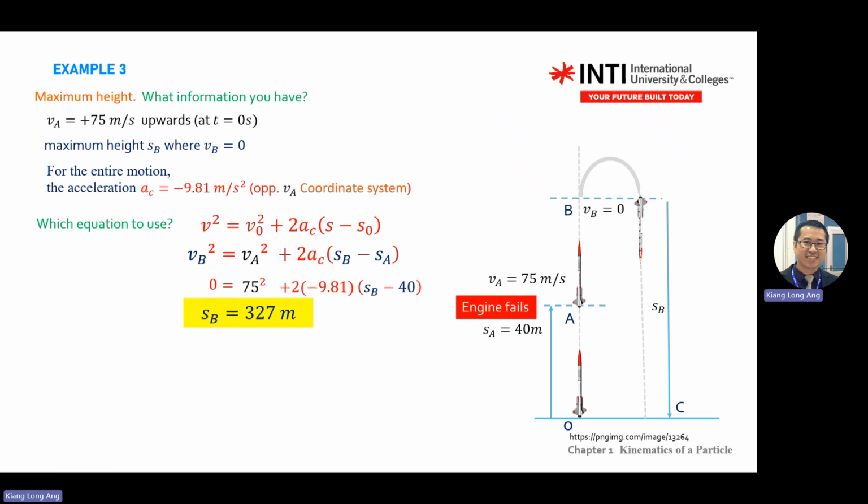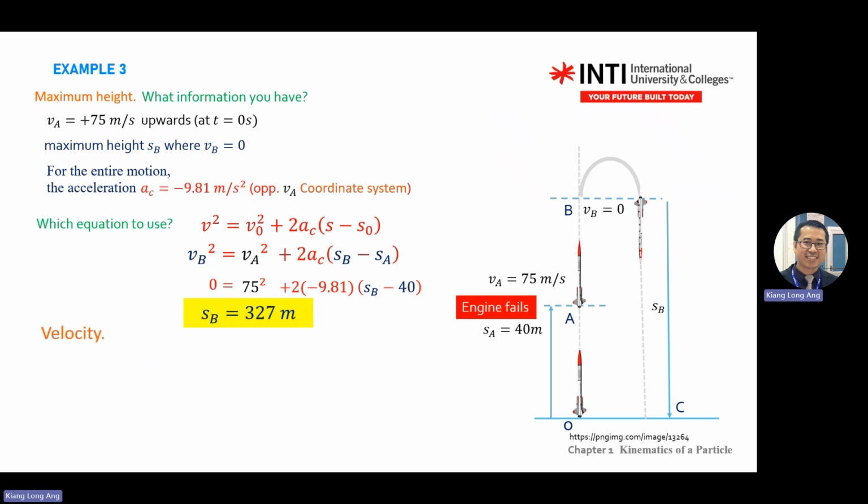Of course, at the end, if you write 2 decimal places, also okay. But in this case, it's roughly 327 point something, or 327. Okay, so this is the idea of how we use the Newton motion equation to solve a projectile question. Once you find your SB, the rest you can find also.